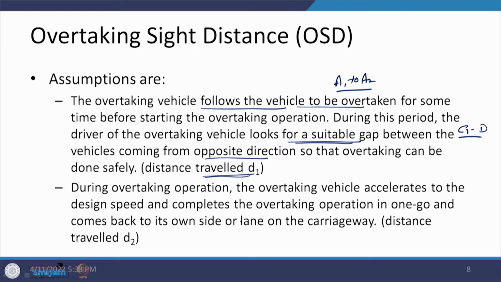During the overtaking operation, the overtaking vehicle accelerates to the design speed. It was moving initially with the speed of Vb, and now it goes to Vd. So, there is an acceleration of a meter per second square related to this design speed, at which the vehicle accelerates to overtake. This overtaking operation has to be completed in one go, and the vehicle comes back to its own lane, and the distance travelled in this time period is D2.